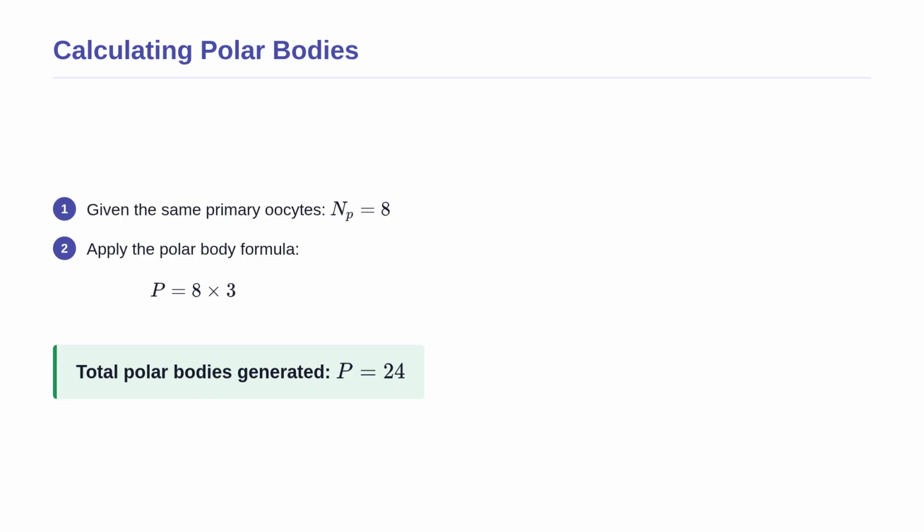We choose this specific formula because each primary oocyte yields up to 3 polar bodies during meiosis. We substitute 8 for n sub p and multiply by 3. The final answer is 24 polar bodies. Physically, this calculation shows that a significant amount of cellular material is sacrificed and naturally degraded by the body, all just to create those 8 perfect eggs.